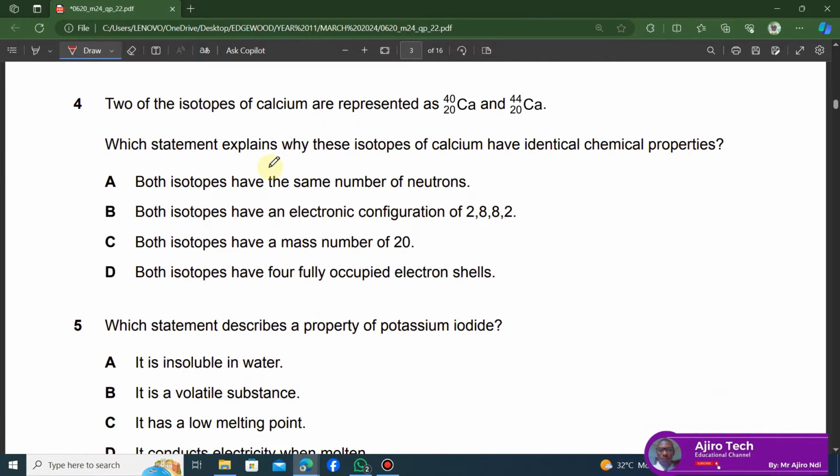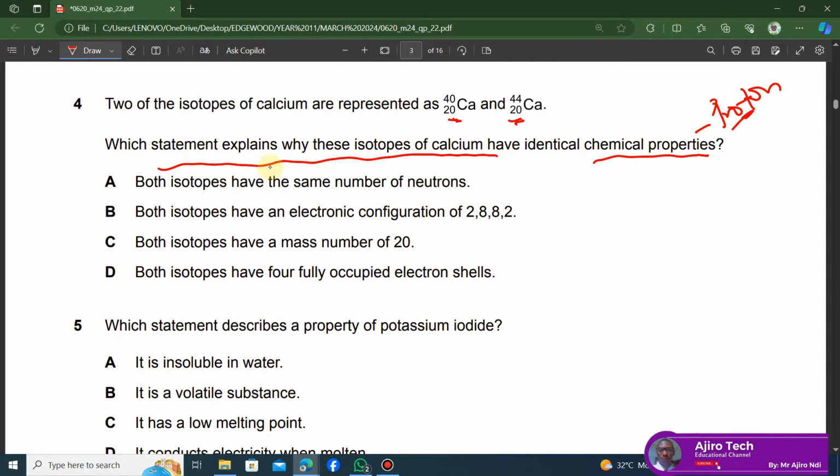Two of the isotopes of calcium are represented as this. So we have 2 isotopes of calcium. You see that they have the same proton number, but their mass numbers are different because they have different numbers of neutrons. So which statement explains why these isotopes of calcium have identical chemical properties? Remember that chemical properties are reliant on the proton number. When they belong to the same group, they will behave the same way. So let's go through the options now.